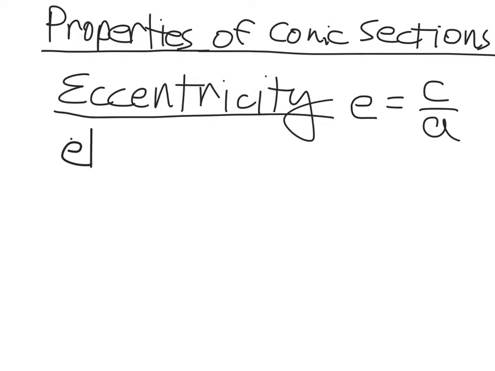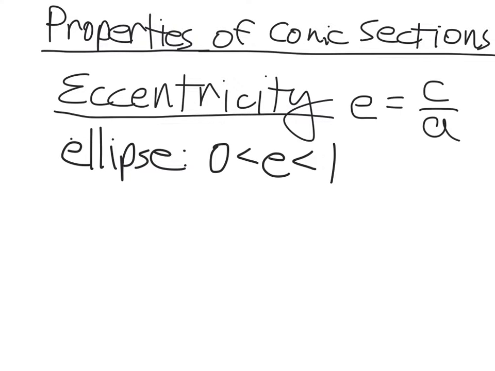So for an ellipse, think about C and A. C is on the inside, from the center out to the focus, and then A is from the center on out to the vertex. So A is going to be bigger than C. So eccentricity will be somewhere between 0 and 1. And the closer it is to 0, the closer it is to being a circle.